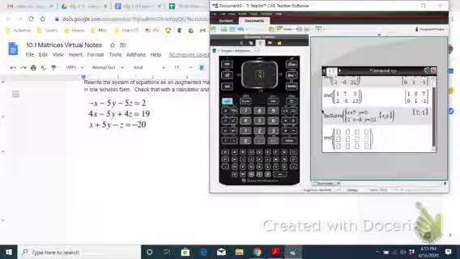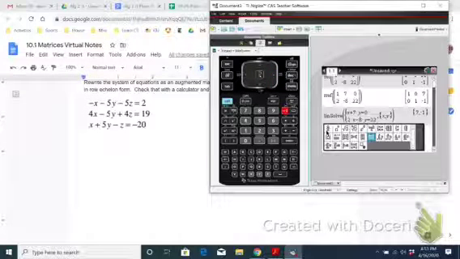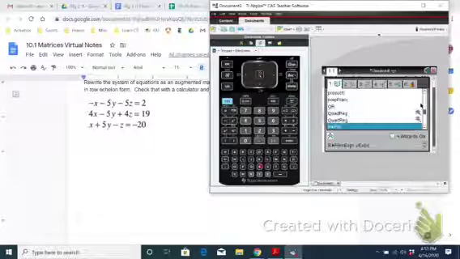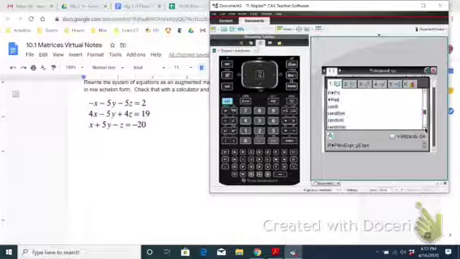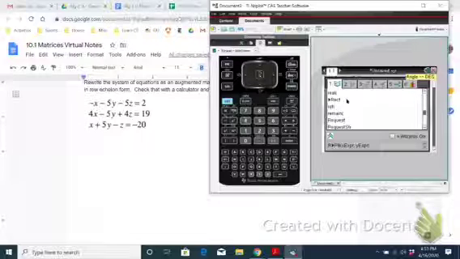To do it on the calculator, I'm going to open up a new document, a new calculator, and then simply type in the letters R, R, E, F. If you forget, you could hit this book button and find R, R, E, F somewhere as one of the functions. There you go, there's REF. That's row echelon form.